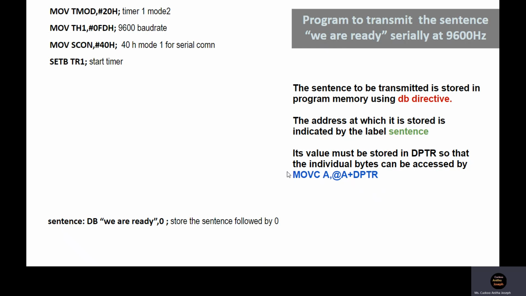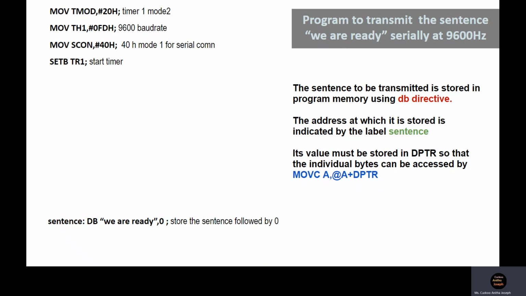But if we have to use this instruction to access data, the starting address of the data should be available in either the accumulator or the data pointer. Accumulator is 8-bit, so that is not possible. We have to store the starting address in the data pointer. It is a 16-bit address, so it has to be stored in the data pointer. So these are the steps that should be taken care of before we begin transmission of bytes.